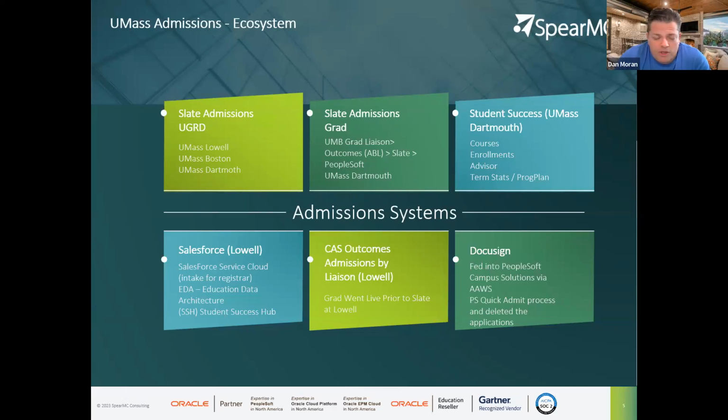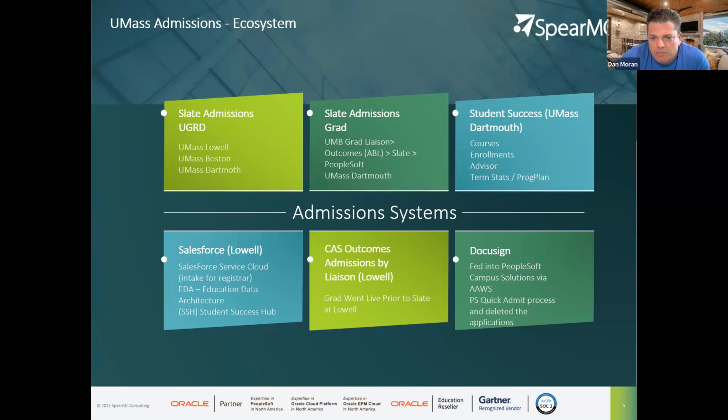But we're fairly complex from that perspective. So as far as admissions from an undergraduate perspective, we're using Slate at all 3 of the schools. From a graduate perspective, this is one of the things, unfortunately, I don't have the polling set up, but it would be interesting to see who are liaison schools out there. From that perspective, it was called admissions by liaison. Those of you familiar with it, they've kind of rebranded that to outcomes.